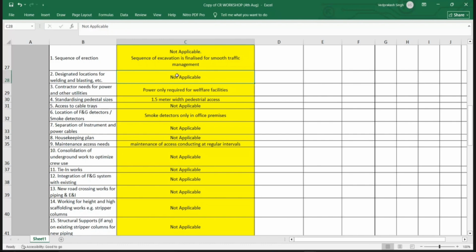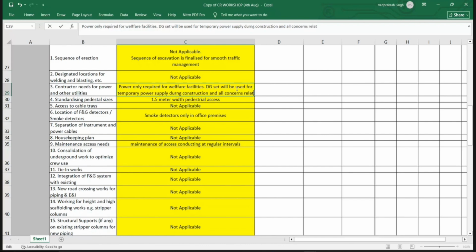Designated location for welding, no welding. Contractor need power, yes. DG set. DG set will be used for civilian CER concerns.